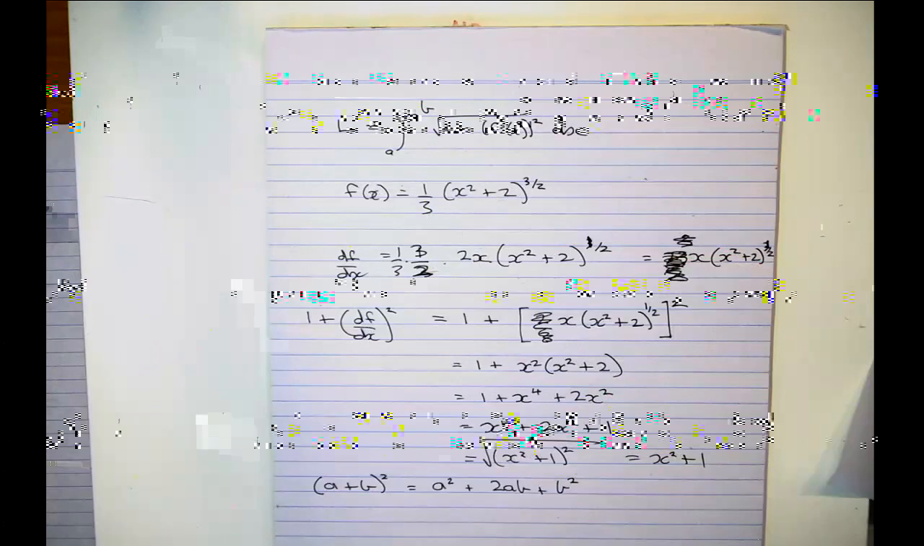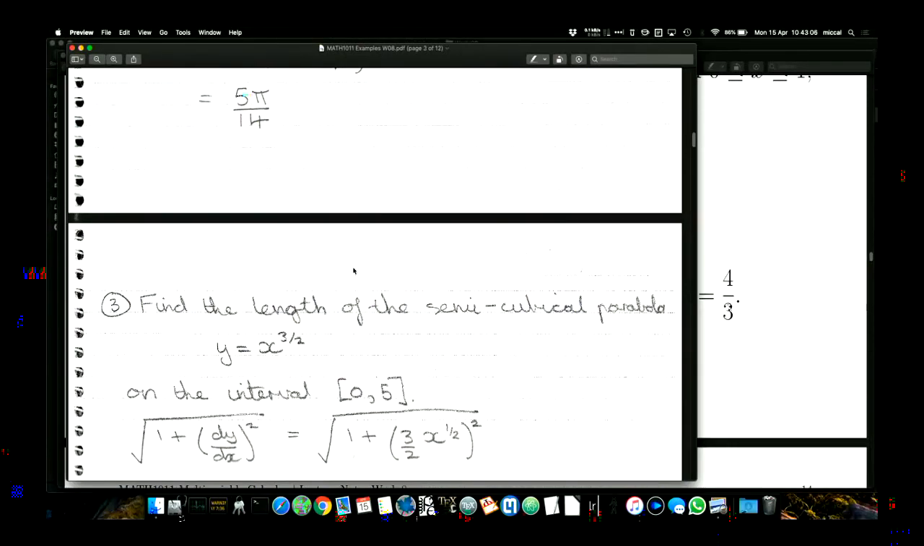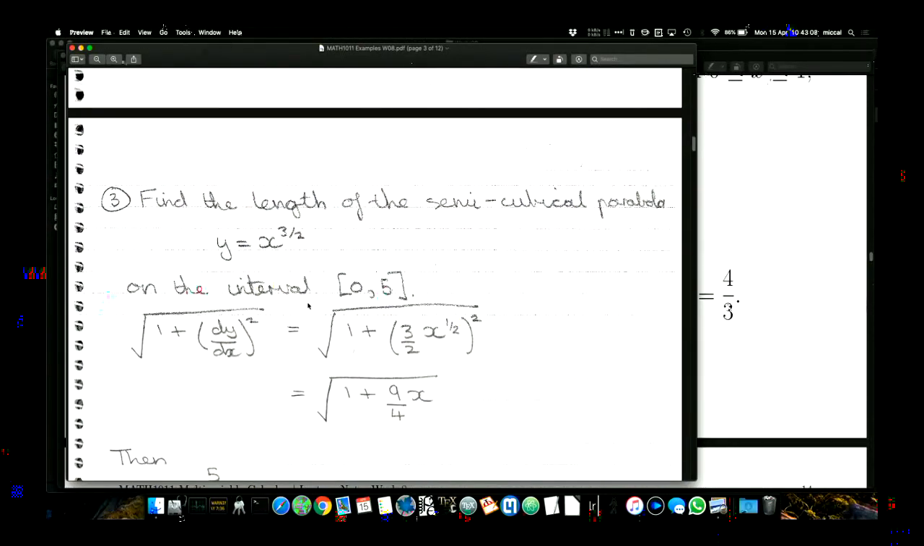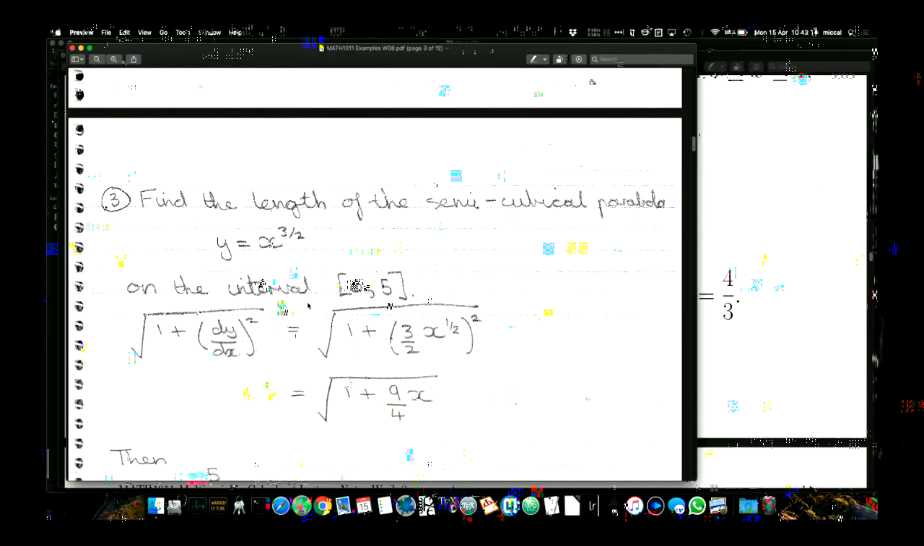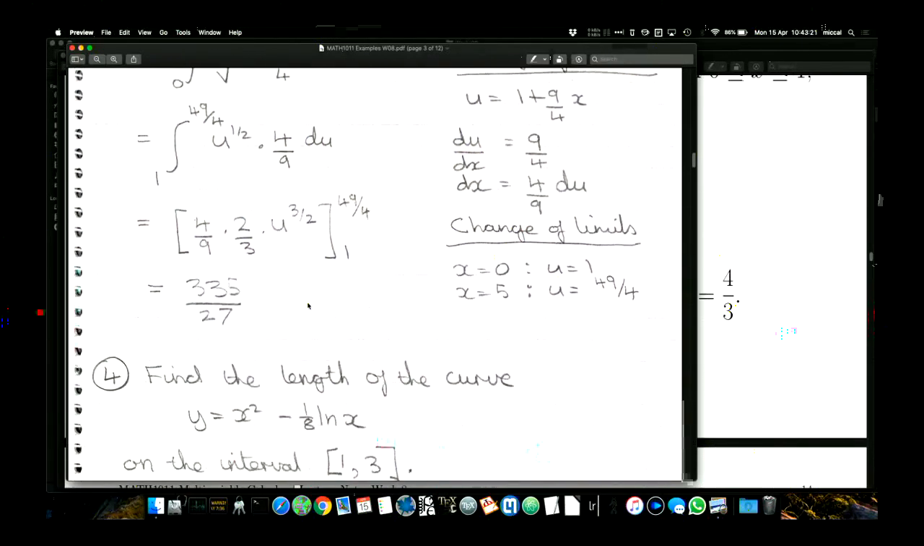But there's a couple more examples in here. So find the length of this curve. So I've got to integrate that. Obviously, there's nothing I can clean that up with, but that's a simple one. That's basically you're integrating root u. So I can do that simple substitution.